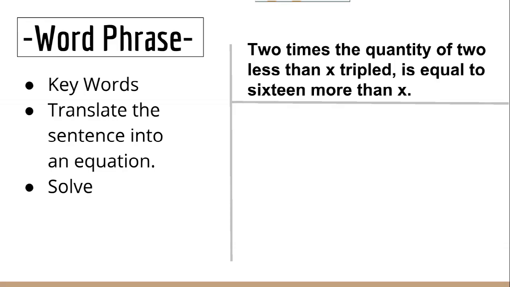Okay, now let's go on to word phrases. Let's look at what we have over to the right. We have a phrase that says 2 times the quantity of 2 less than x tripled is equal to 16 more than x. So kind of confusing word phrase over here.